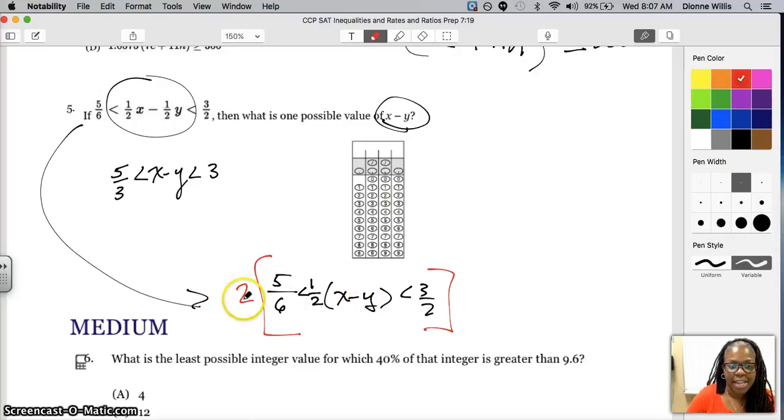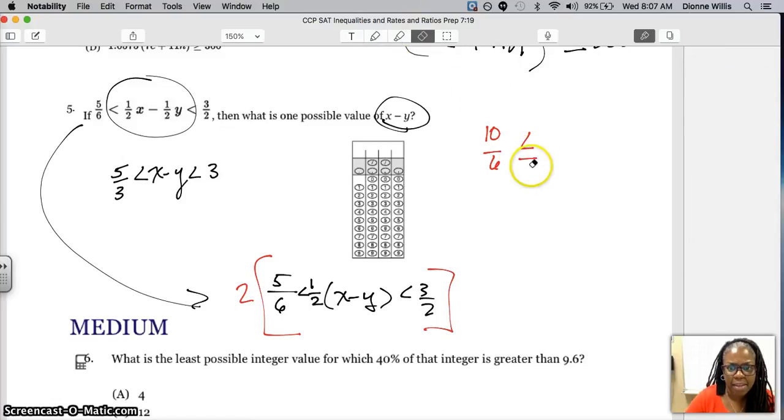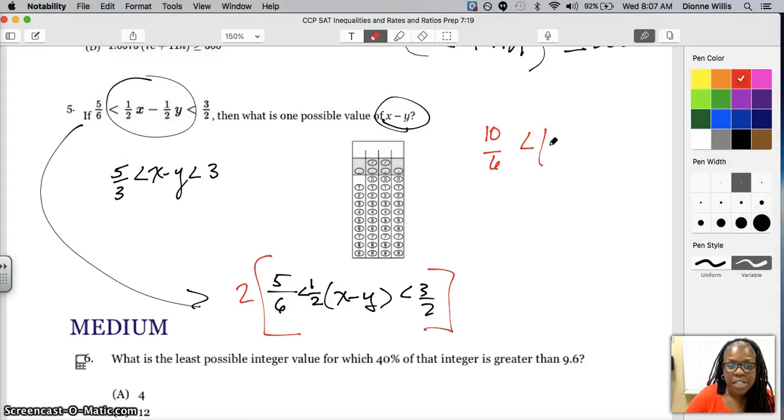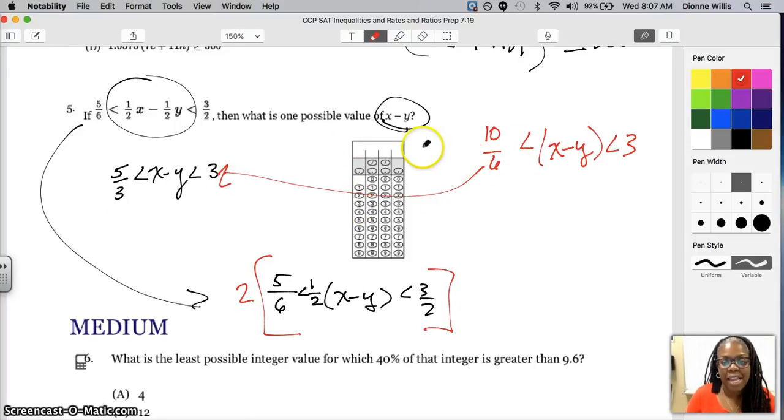So when I do that, 2 times this gives me 10/6, which is less than or equal, well, not equal to, I'm sorry, I added that by mistake, which is less than, when I multiply 2 times 1/2, I end up with just that 1. So that's 1 times x minus y, which is great because that's what I want. When I multiply 2 times 3/2, I end up with 3. Because I have this interval, which can be reduced to this, obviously you can't put this answer in here. The computer will mark any answer between these two values as correct.